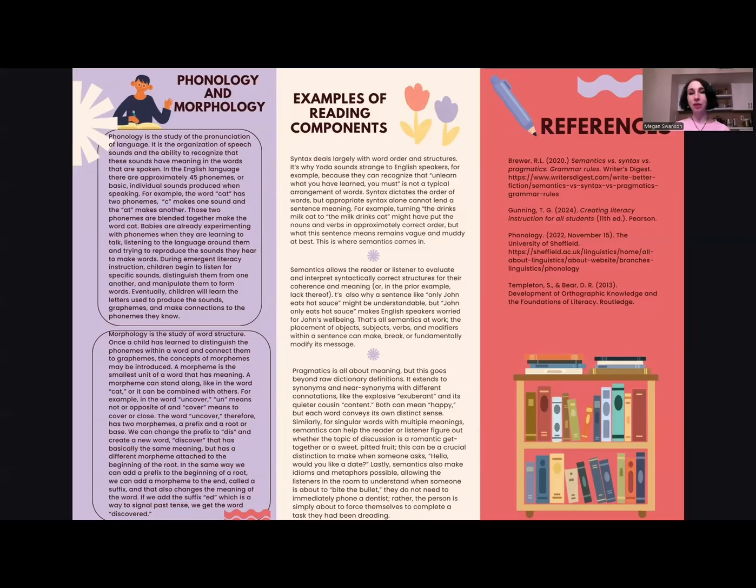Pragmatics is all about meaning, but this goes beyond raw dictionary definitions. It extends to synonyms and near synonyms with different connotations, like the explosive exuberant and its quieter cousin content. Both can mean happy, but each word conveys its own distinct sense. Similarly, for singular words with multiple meanings, semantics can help the reader or listener discern whether the topic of discussion might happen to be a romantic get-together or a sweet pitted fruit. This can be a crucial distinction to make when someone asks, "Hello, would you like a date?"